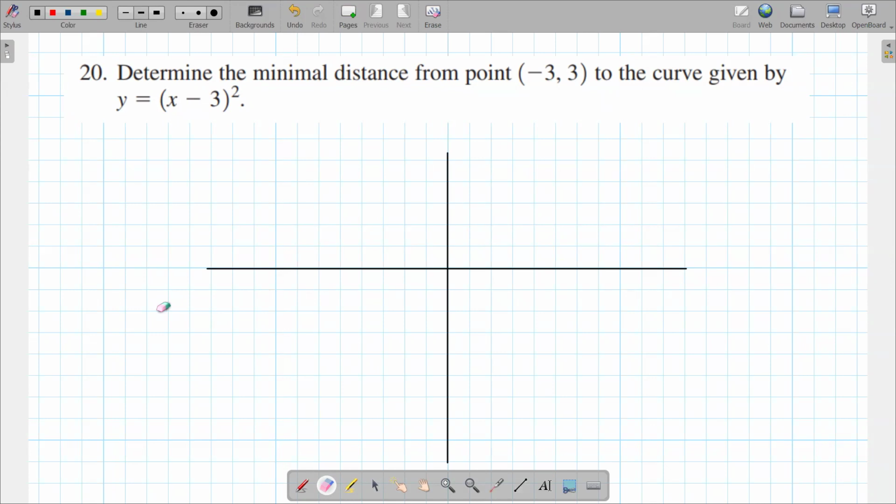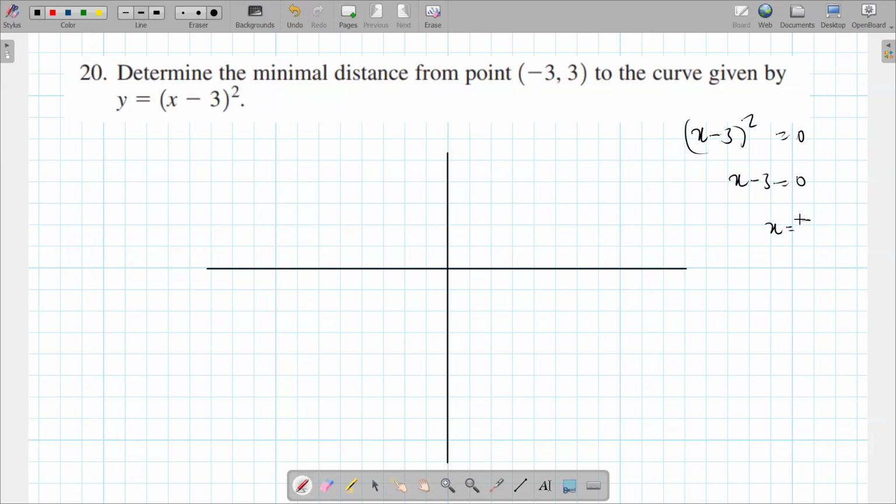Is it opening up or down? It's a quadratic, yeah? It's opening up. It's not that difficult. Here, let me show you. To find the x-intercepts, you just set it equal to 0, like that. Square root both sides. Go to 0. So where's the x-intercept?